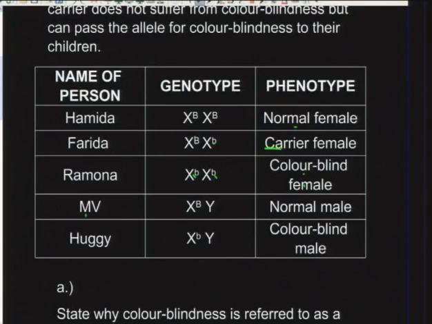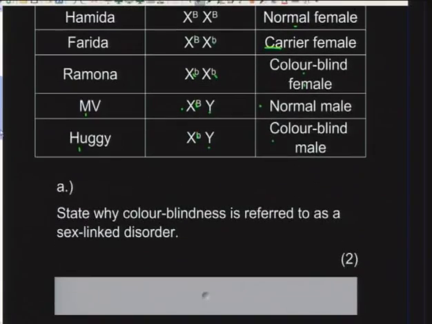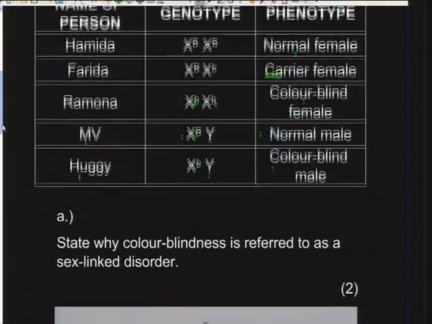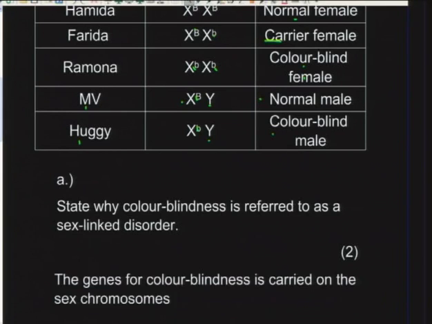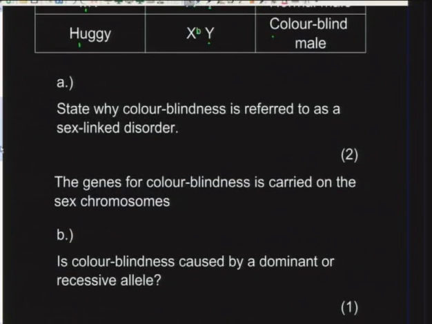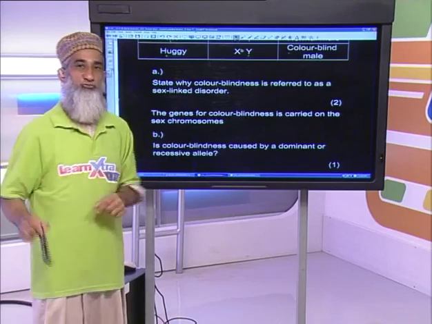MV, on the other hand, is X capital B Y, he's normal. And Hagi, I'm hoping he's watching as well, is X small b Y, a color blind male. So they've given you the genotypes and the phenotype of all those individuals. They want to know why color blindness is referred to as a sex-linked disorder. That's a famous question when it comes to sex-linked disorders. The answer is always the same, because the gene for this particular disorder, in this case color blindness, is carried on the sex chromosome.